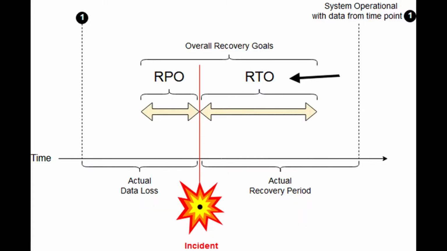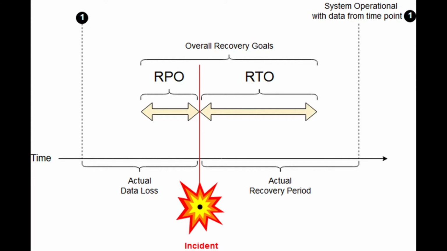RTO, or Recovery Time Objective, is the amount of downtime we can afford as a business during an outage. It is the amount of time it will take to recover data from a backup and get the system back online. RPO, or Recovery Point Objective, is the amount of data loss, measured in time, that you could possibly lose during an outage, if data must be restored.